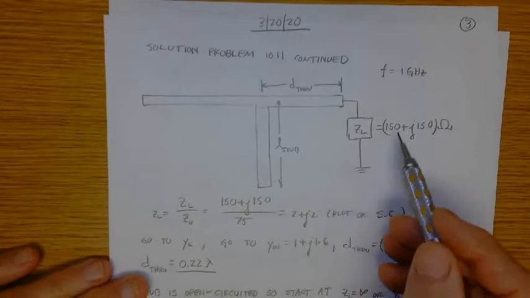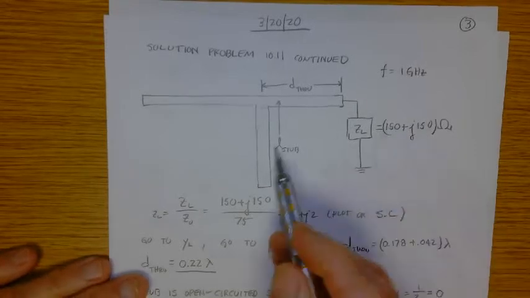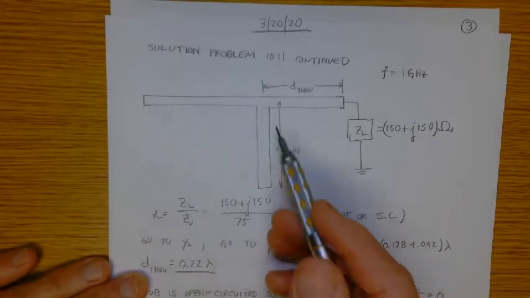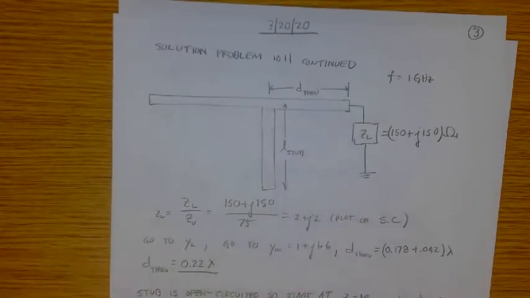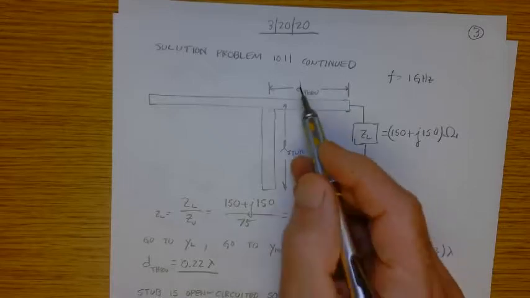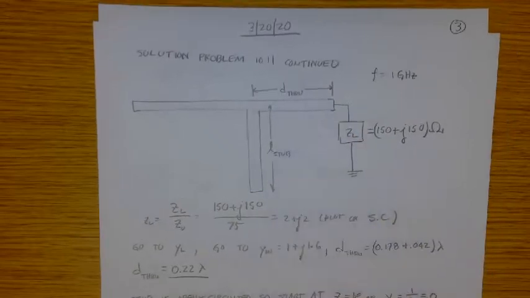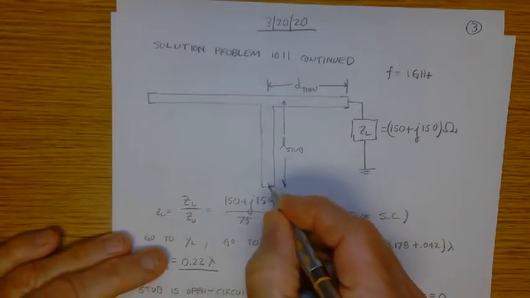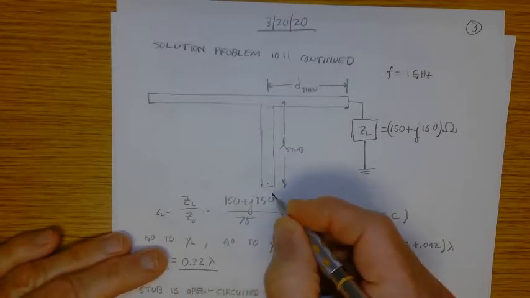So here's our load, 150 plus j150. Z naught everywhere on the line is 75. We made it that way because we cut the strip width appropriately. So we need these two numbers, D through and L stub. Now this is an open circuited stub. If it were a short circuited stub, you would drill a hole and solder this to the substrate. But this is open circuited.